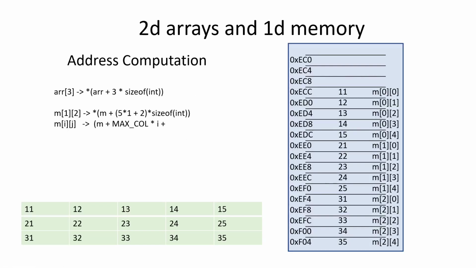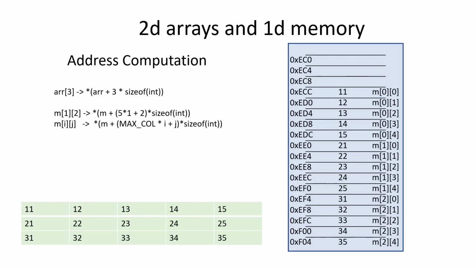All right, and then I need to add how many elements I'm shifting over in that particular row. So that's going to be the J part right there. And then close up the parentheses around this part right here. I'm going to throw in the size of. And then last step will be to dereference this to get the value stored there.